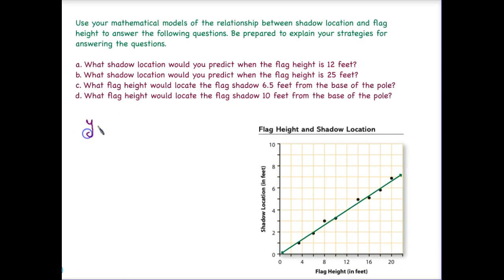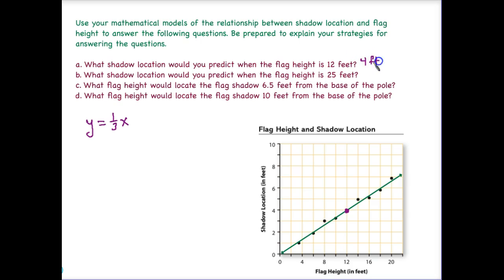Here's our rule. Y equals 1/3 x. Question 1. What shadow location would you predict when the flag height is 12 feet? That's an easy one to use our graph for. I would just go here to 12 feet, go up, find this point, and I could determine that the answer would be 4 feet.